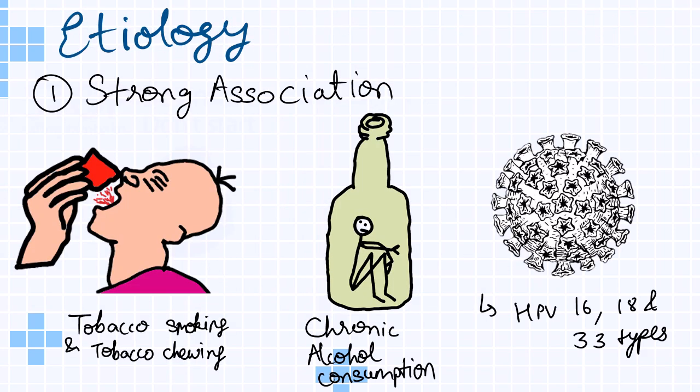Now let's see the common causes of oral cancer. It is divided into strong association and weak association. Let's talk about strong association, which includes tobacco smoking and tobacco chewing. Why? Because it is common sense. Tobacco contains carcinogens. Second one is chronic alcohol consumption. Again, same. It is a carcinogen. The third one is HPV infections, which are implicated in development of oral cancer. To know more, watch my video on cervical cancer.